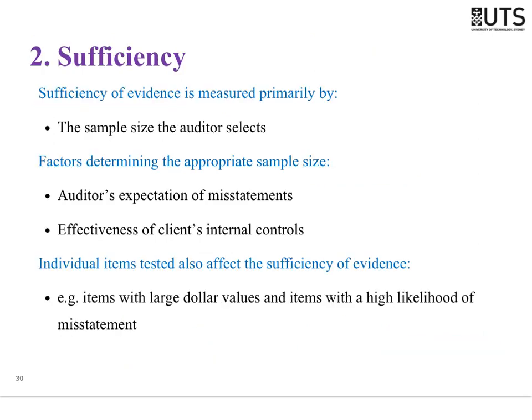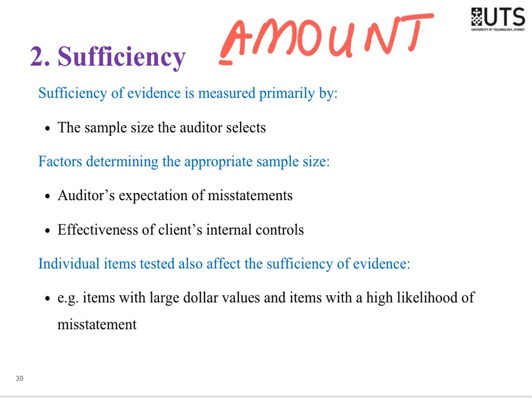Sufficiency. So we talked about all the different factors that impact on the reliability of information, but now about the sufficiency. Remember, sufficiency is about quantity. It's about the amount of evidence that is needed. Now, the biggest measure of that, ladies and gentlemen, is sample size. If we want to collect more evidence, we increase our sample size. If we want to collect less evidence, we decrease our sample size.